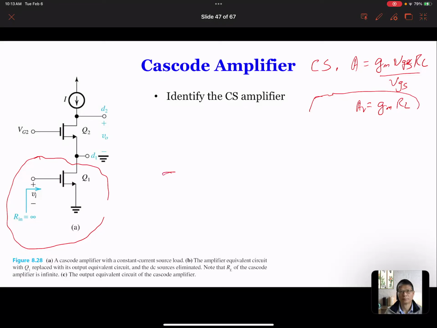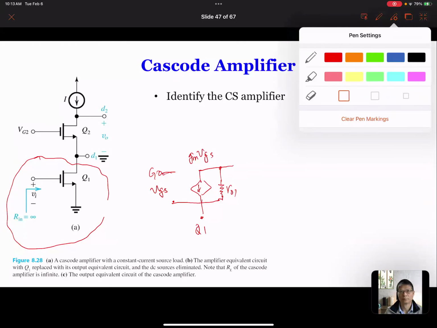So Q1 has an input at the gate of Q1 relative to ground. And then I'm using the pi model at this moment. Now I'm going to include RO1 of Q1. And we know that this is gm times vgs. Okay, so I'm finishing this Q1. And then I'm going to work on Q2.